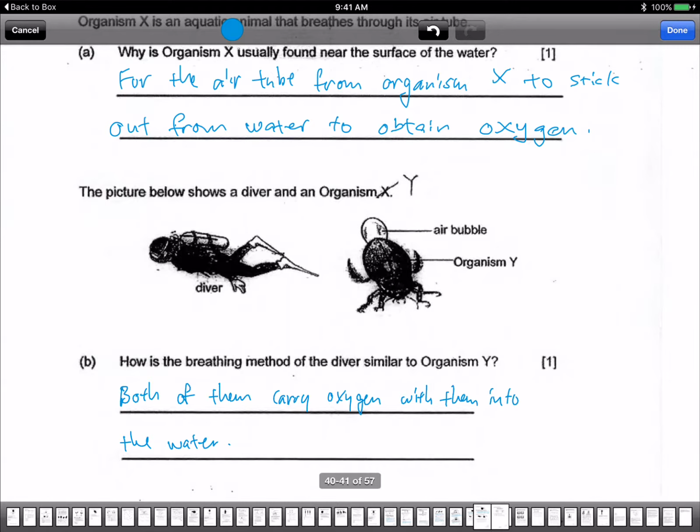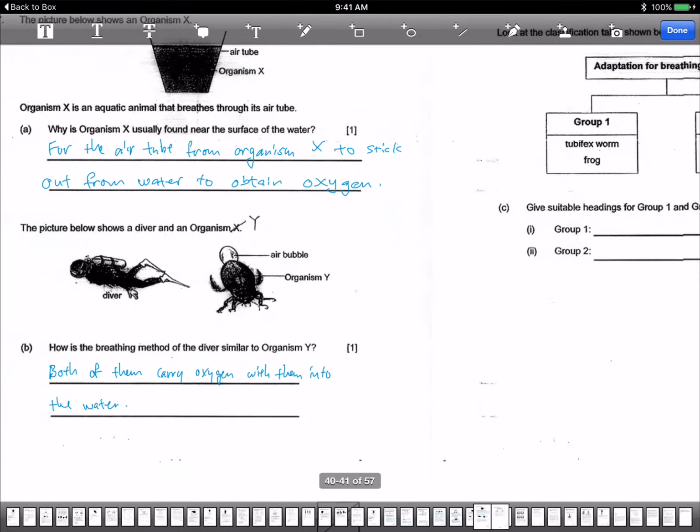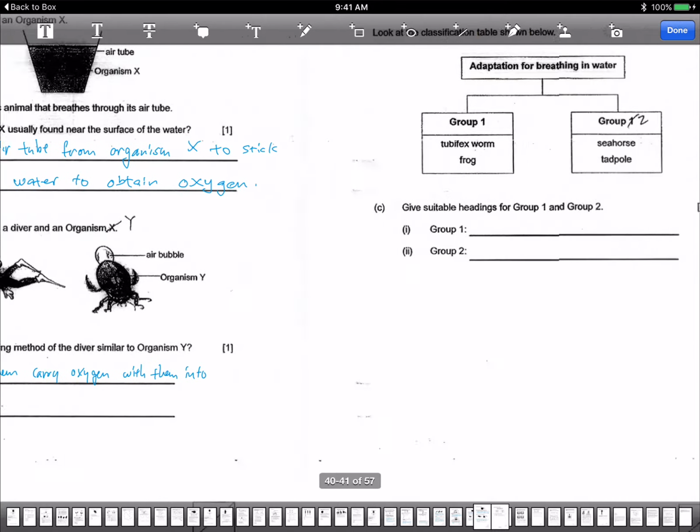Very creative, right? Okay, so both of them carry oxygen into the water, because they're asking for the similarity. What is similar? The similarity between the both of them is they carry the oxygen into the water. That is what is similar, right? And they breathe through the oxygen which they carry into the water, all right.